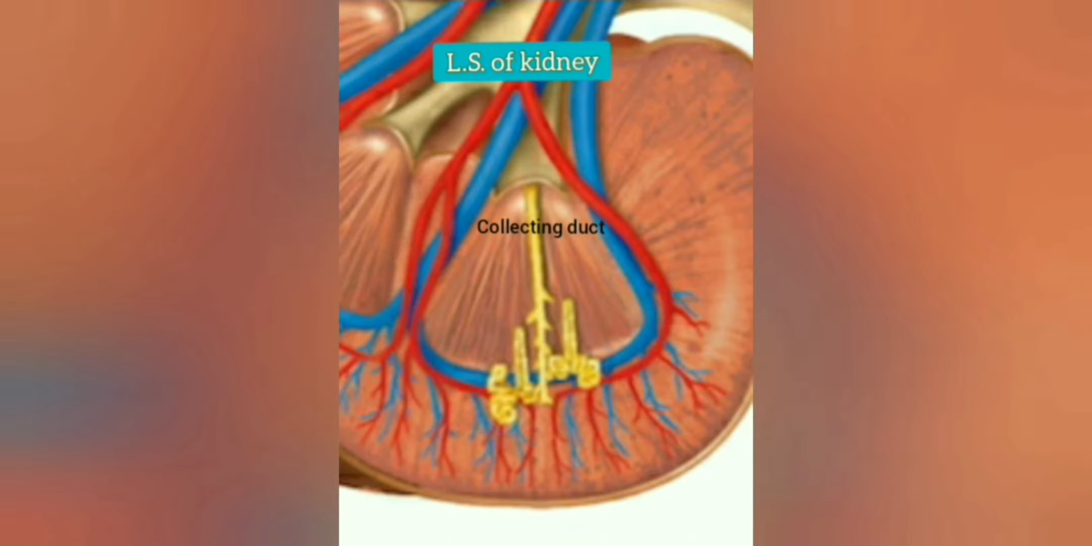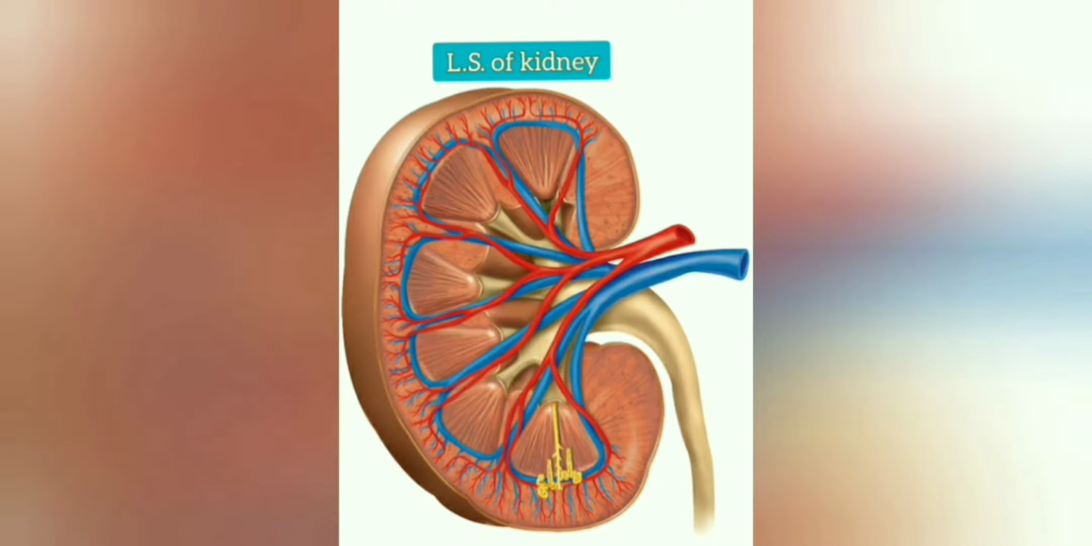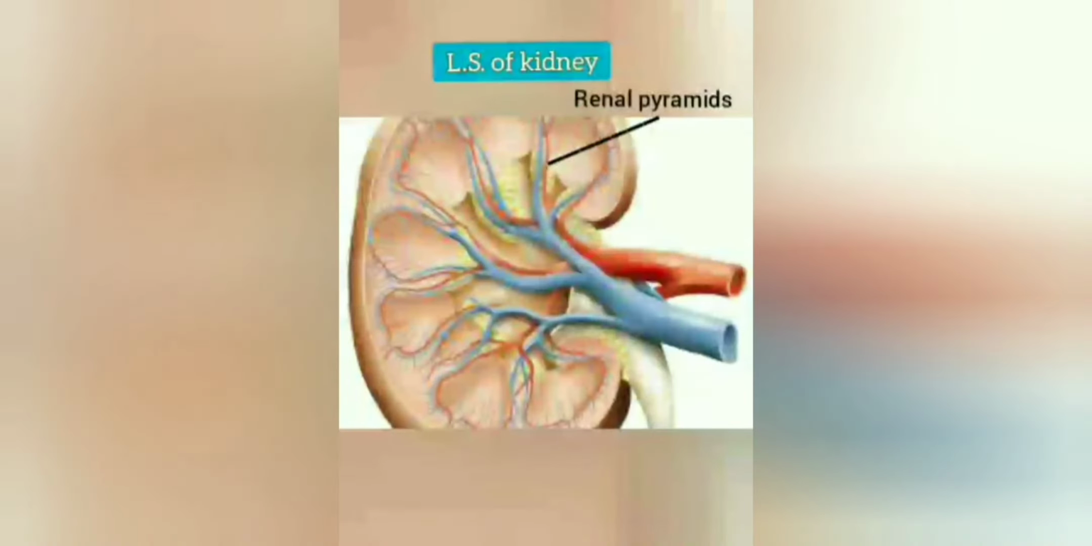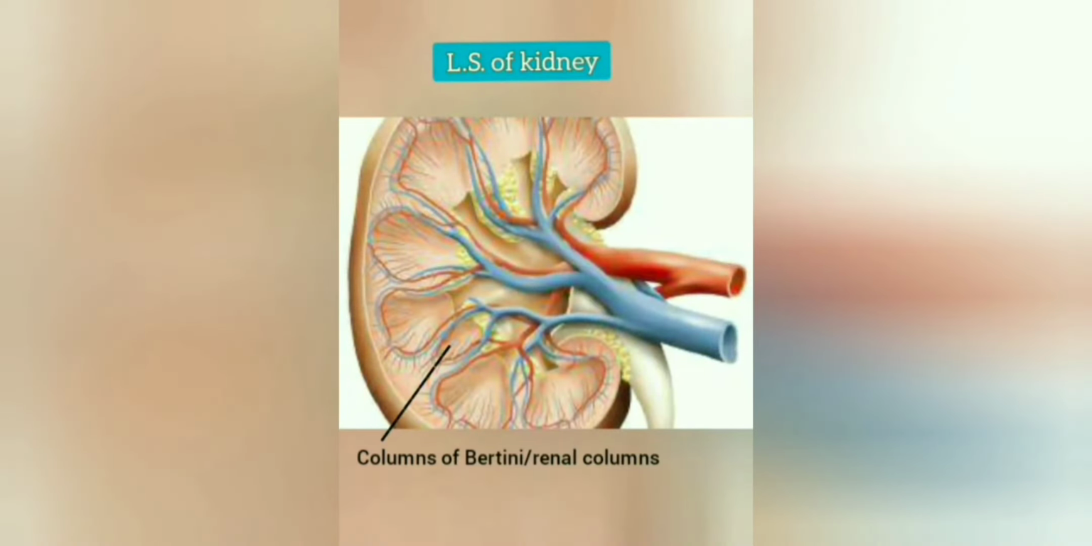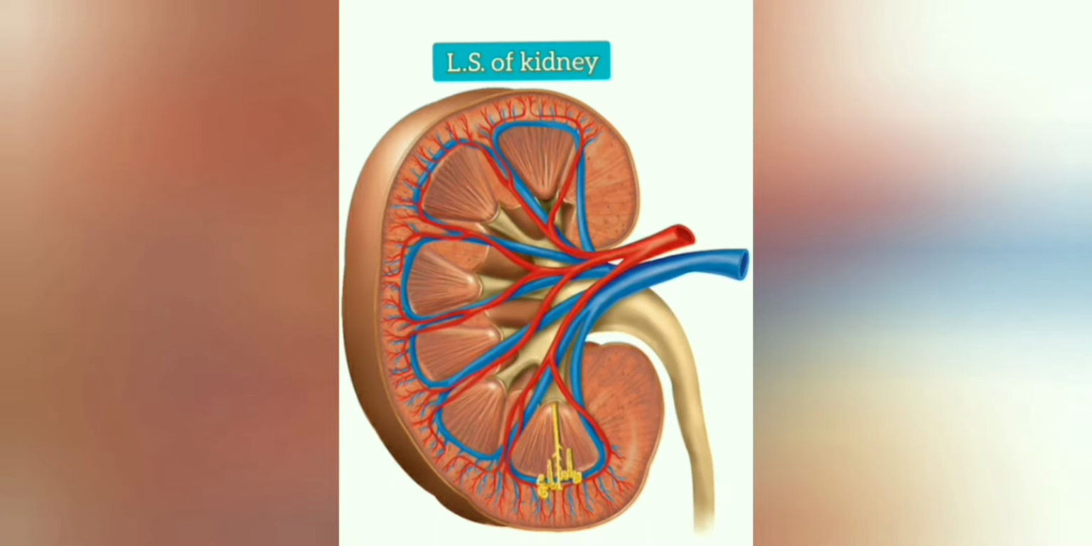All these are arranged in conical manner to form renal pyramids. Cortex extends in medulla as columns of Bertini or renal columns between pyramids. Narrow tip of pyramid is called as a renal papilla. There are several pyramids. Renal papilla opens into minor calyx.